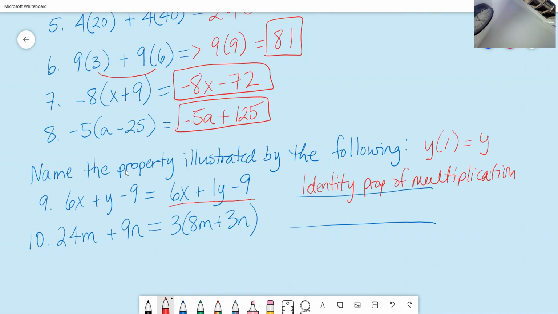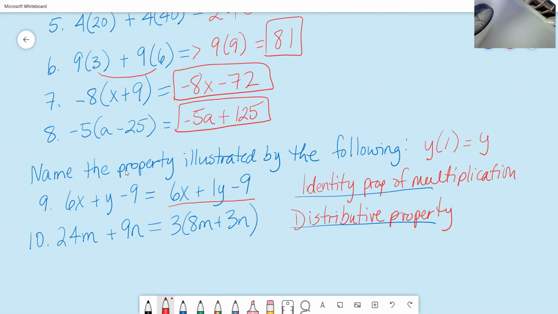Okay, and so in 10, we are saying that 24m plus 9n equals 3 times 8m plus 3n. Hopefully we've gone through enough of these that you recognize this one. This is the distributive property, backwards, but you still see how both 24m and 9n have a common factor. They have the factor 3 that divides evenly into both of these integers. So you pull that 3 out and you're left with 8m plus 3n.